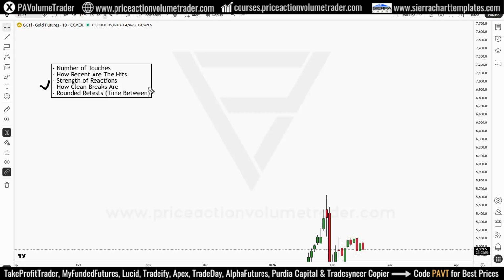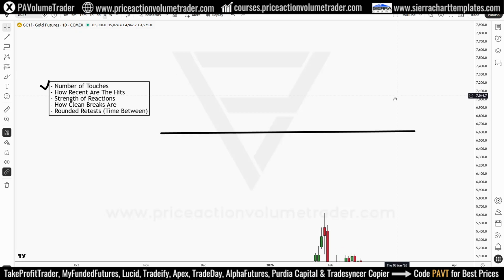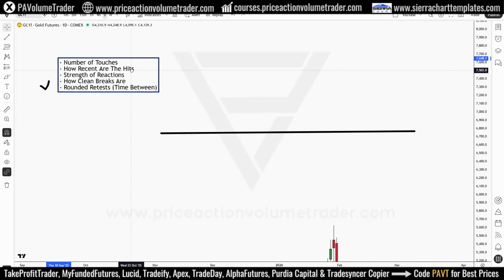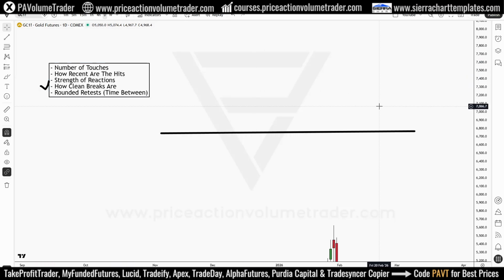Then, how clean the breaks are. I just mentioned this before, but there is something that we can call clean or untouched levels, where basically if we have price consolidating below a level, let's say we're putting in an ascending triangle here, and we have a breakout, let's say this is the hourly, and we have a clean breakout with no immediate retest, this to me is a very nice fresh level, okay? Because we had a breakout.